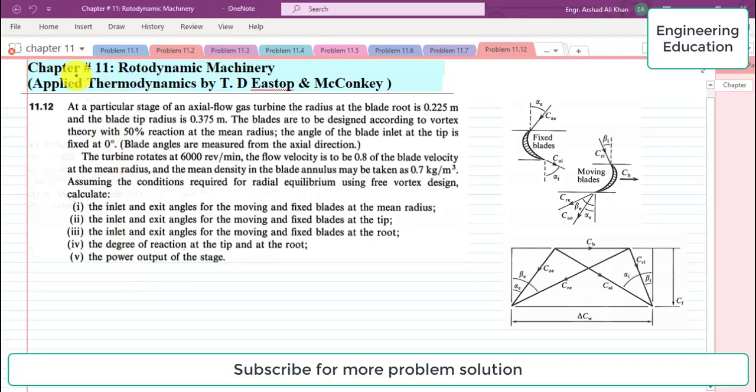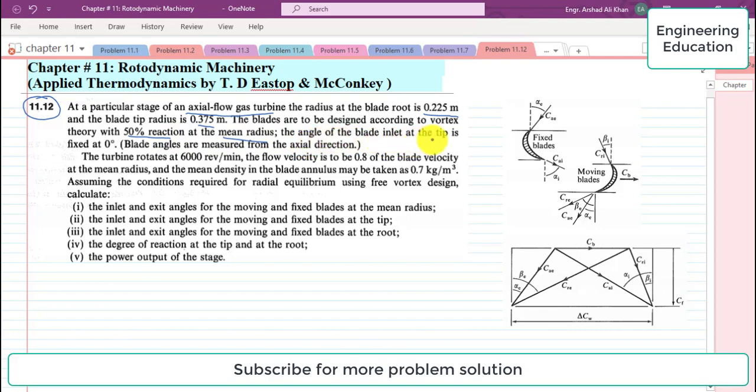In this lecture we are going to solve problem 11.12, chapter 11, Rotodynamic Machinery, Applied Thermodynamics by Eastop and McConkey. So the statement of this problem is, at a particular stage of an axial flow gas turbine, the radius at the blade root is 0.225 meter and the blade tip radius is 0.375 meter. The blades are to be designed according to vortex theory with 50% reaction at the mean radius.